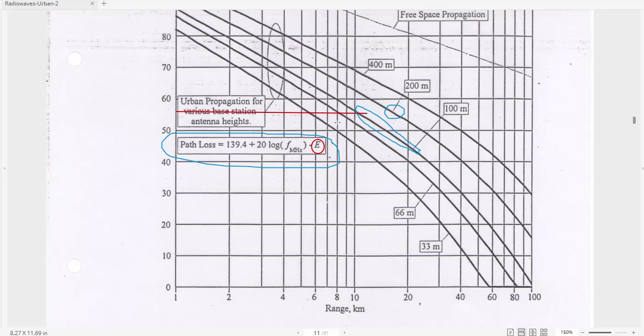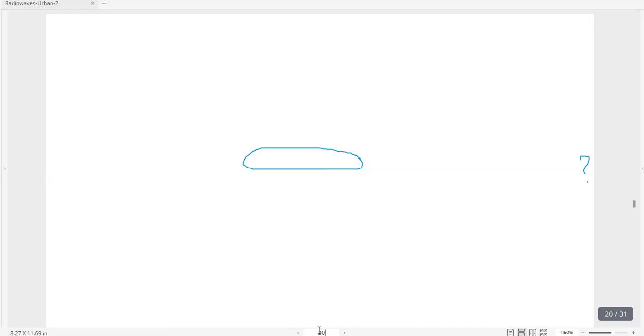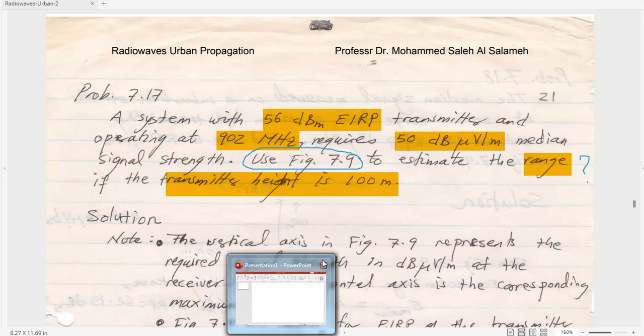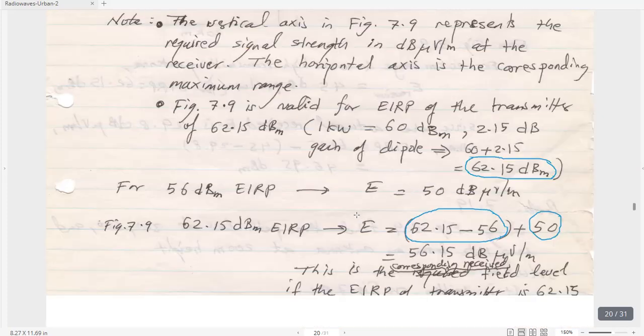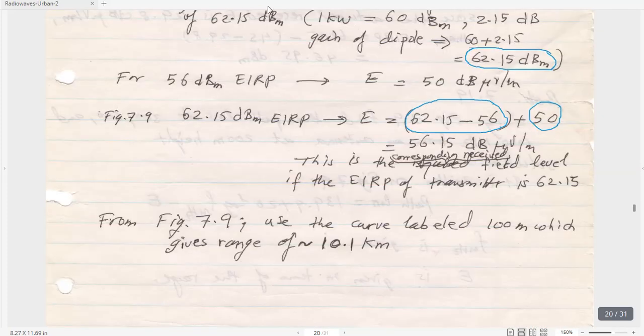This is the distance. See, it's around 10.1 kilometer. 56.15, around 56.15. This is a linear scale, and this is a log scale, and we use the 100 meter curve. So the distance is 10.1 kilometer. The answer is, as we have seen on the curve, the distance is 10.1 kilometer.